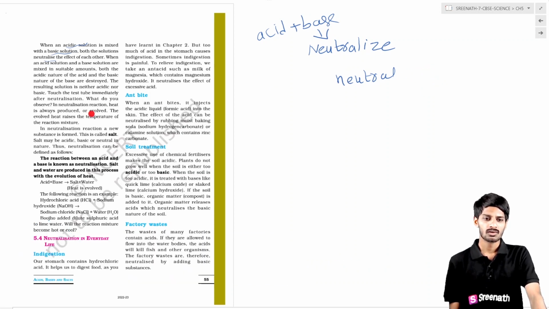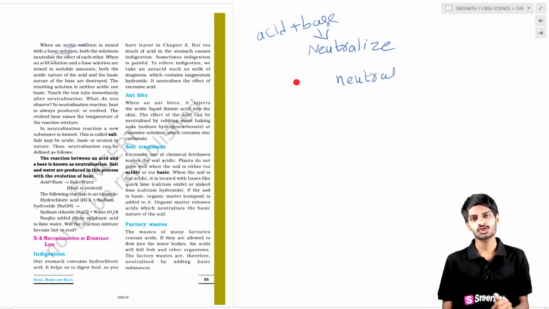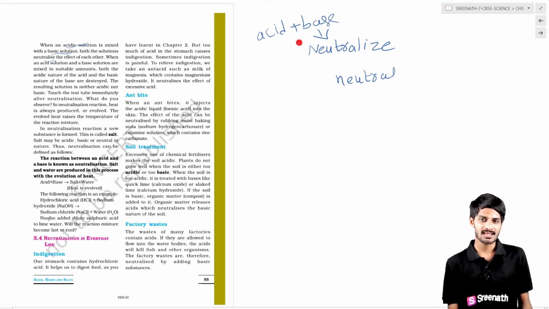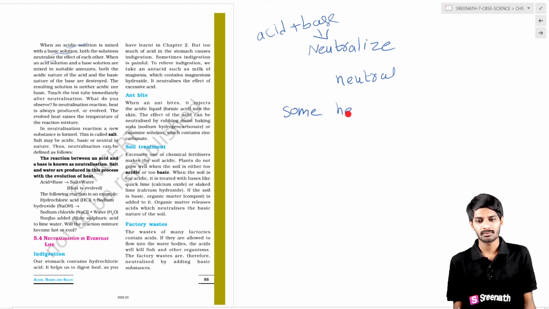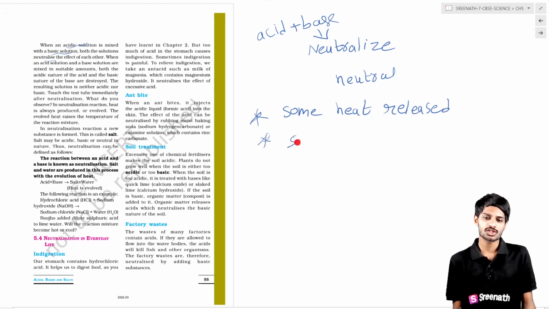And one more thing you observe: when an acid is mixed with base, the test tube will be heated. If you touch the test tube, you will feel some warmth. Why? Because in the neutralization process, when you add acid to a base, some heat will be released. And the solution becomes neutralized.